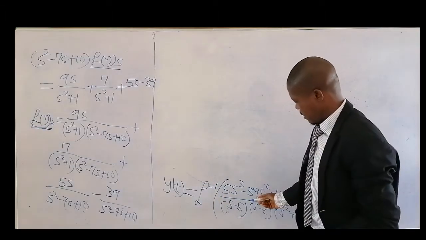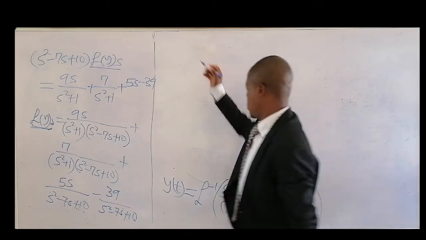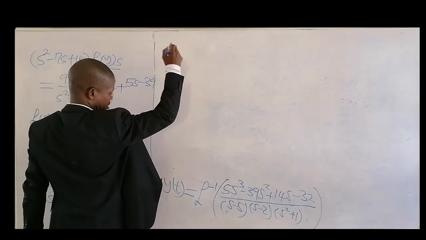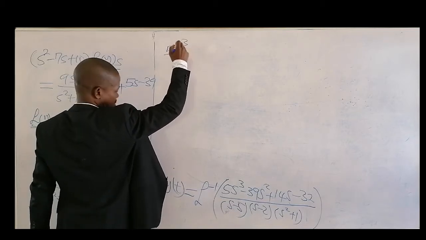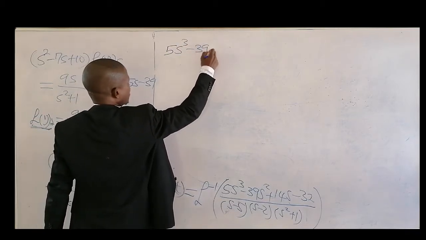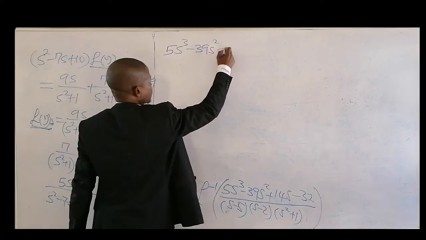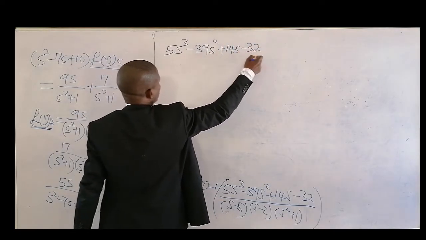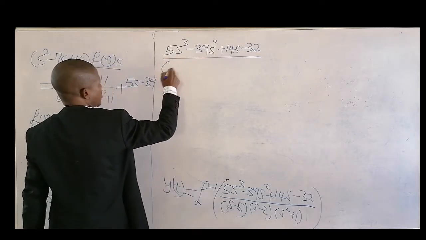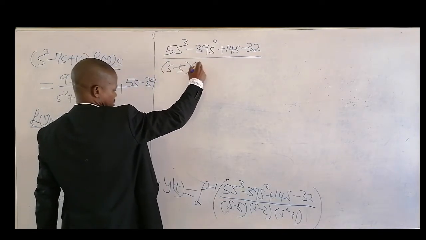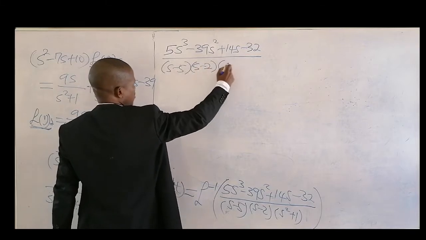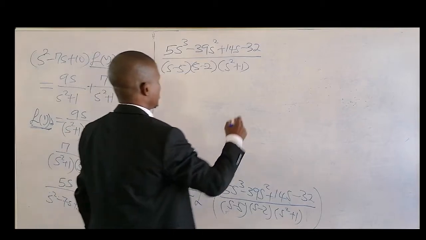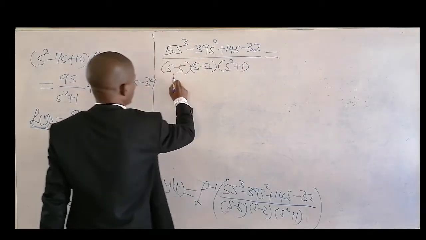So we can write this fraction, this expression. Let's take it out. This is minus 39x squared plus 14x minus 32 all over x minus 5, x minus 2, and s squared plus 1. Okay, and this will be equal to these two, their linear factors.